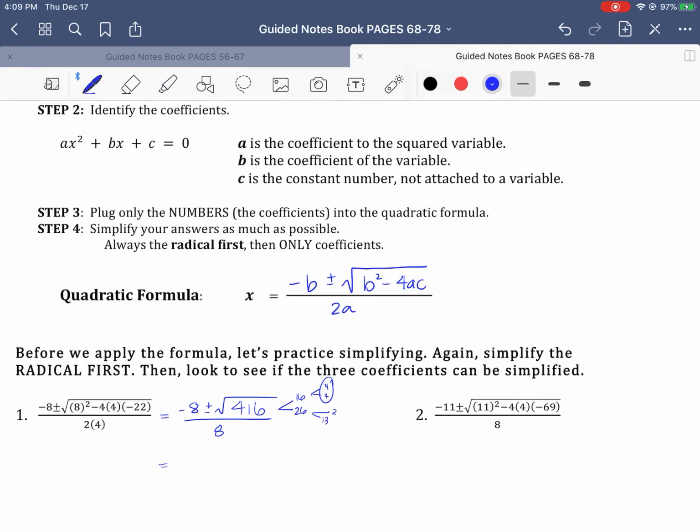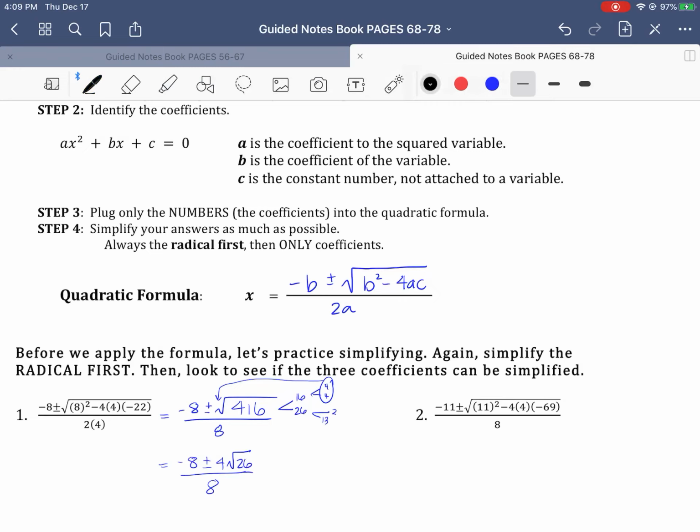But if we're rewriting this, we've now got -8, right? That didn't change. The 8 on the bottom didn't change, the plus or minus, but this 4 is going to sneak out in front of the radical. So we get 4 square root of, and this 2 and 13 go back in to create the 26. Now again, you're almost done.